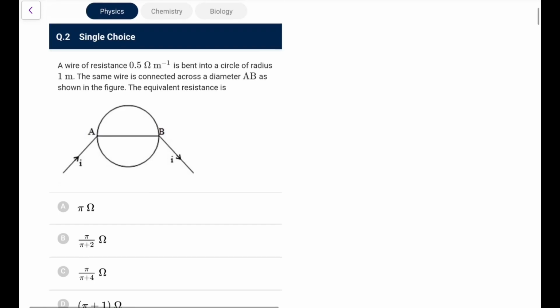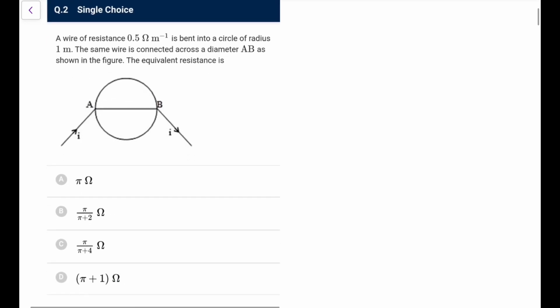A wire of resistance 0.5 ohm per meter is bent into a circle of radius 1 meter, and the same wire is connected across diameter AB as shown in the figure. The equivalent resistance: here, if I see, this would be one resistance which is pi r. Pi r means pi into 1 into 0.5, so that is pi by 2 ohms. This would be pi by 2 ohms, and this would be 2r. 2r means this is 1 ohm, and all are across A and B, so they will be in parallel.